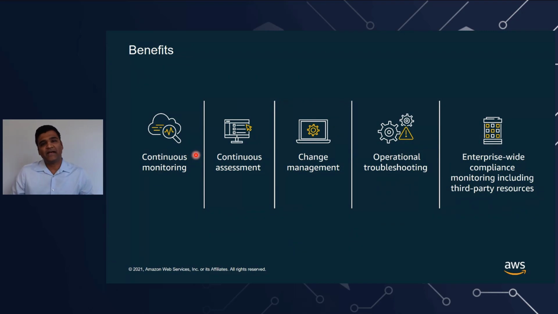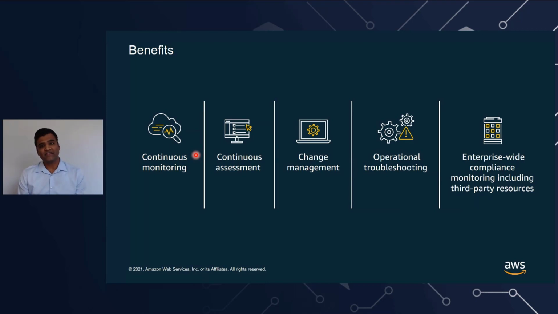Now, there are several benefits that customers have already realized by enabling the AWS Config service. The first, which is very interesting, is continuous monitoring. You can continuously monitor and record configuration changes of AWS resources and third-party resources, or even custom resource types, such as on-premise servers. Now, you can inventory the AWS resources, third-party resources, and configuration of AWS resources, and you can also monitor software configuration within the EC2 instance as well.